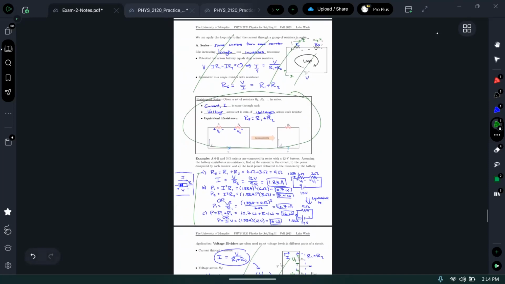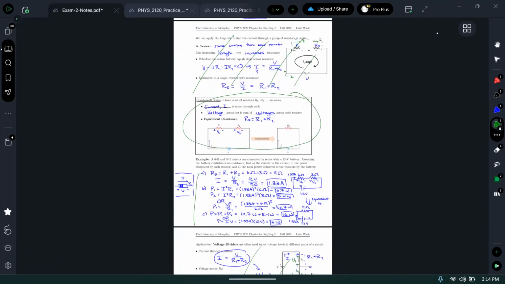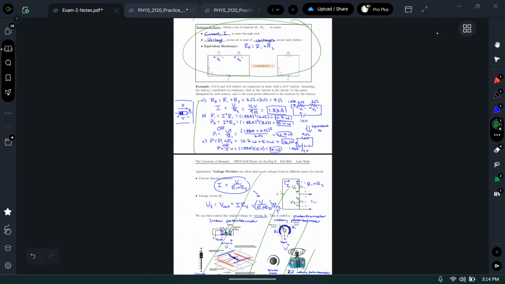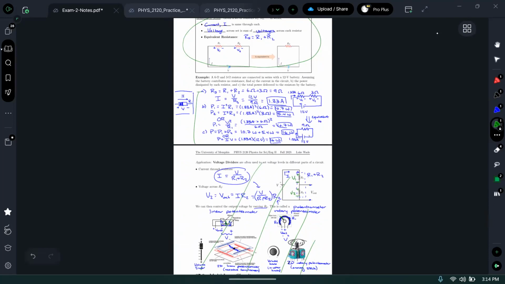For Kirchhoff's rules, it's applying them to a particular circuit. And then for series and parallel resistors, it's again, can you find series or parallel or equivalent resistance if you've got multiple resistors? And then can you find the current through a certain resistor, the voltage across it, the power dissipated by it?